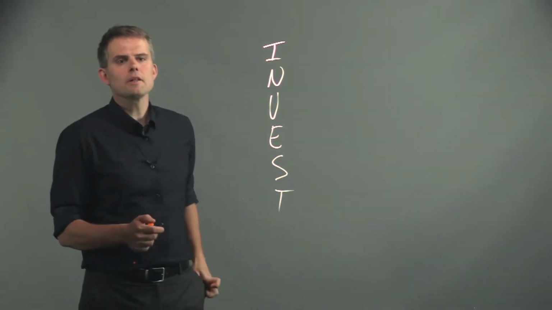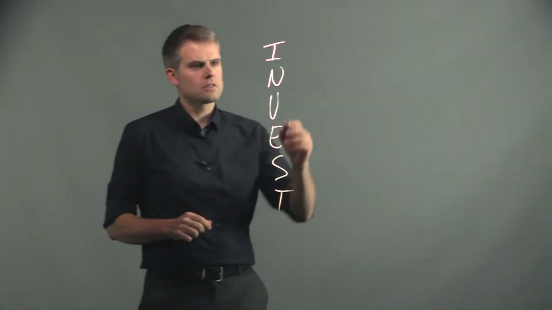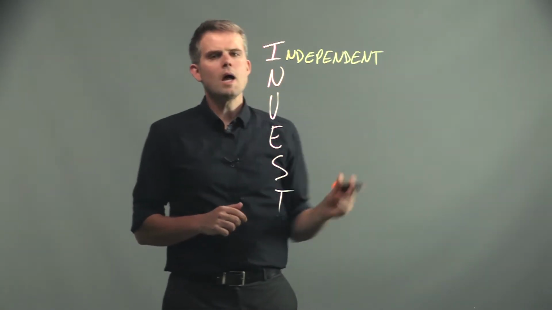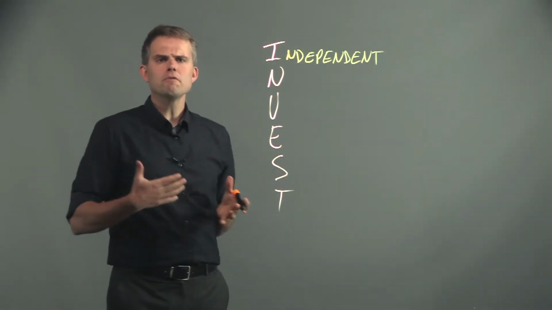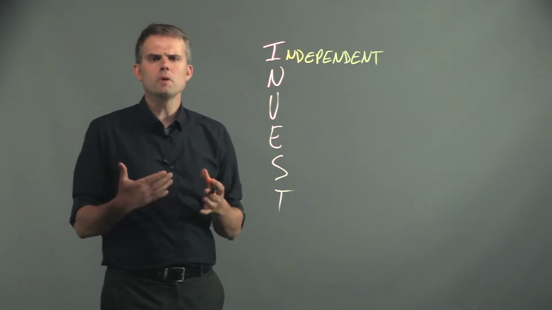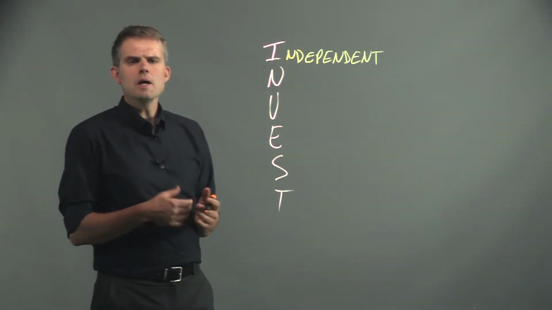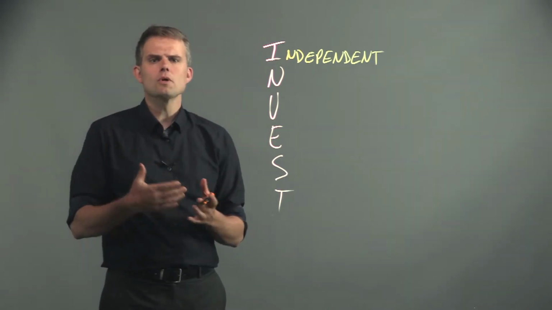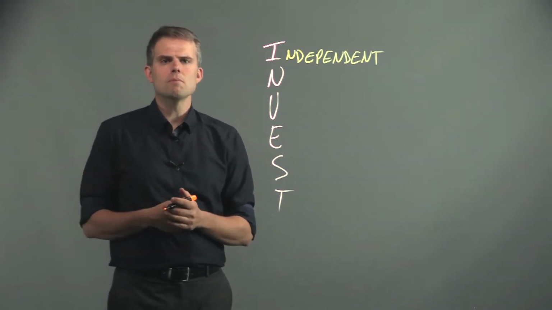So the first guideline in INVEST is independence. And what this means is that all the user stories should be independent from each other as much as possible. And the reason for this makes a lot of sense when you think about how you choose user stories from a global list of stories to be built.